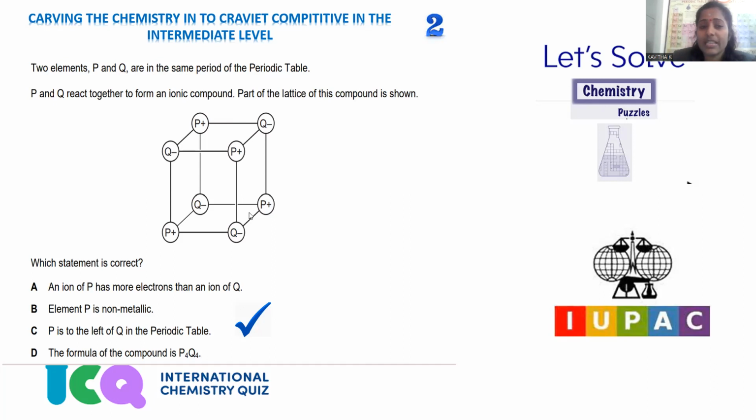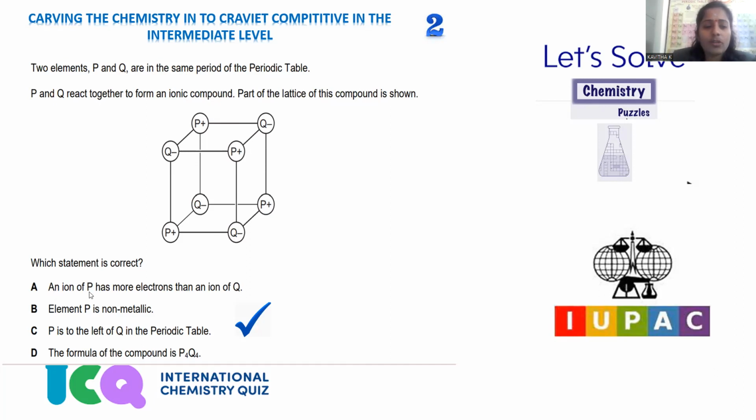Both belong to the same period. P and Q react together to form the ionic compound. It is the example for the ionic compound. Part of the lattice of this compound is shown, right? So it is the lattice which is provided with the simple cubic geometry. So as per this arrangement, some statements are provided. We have to depict which is the correct one.